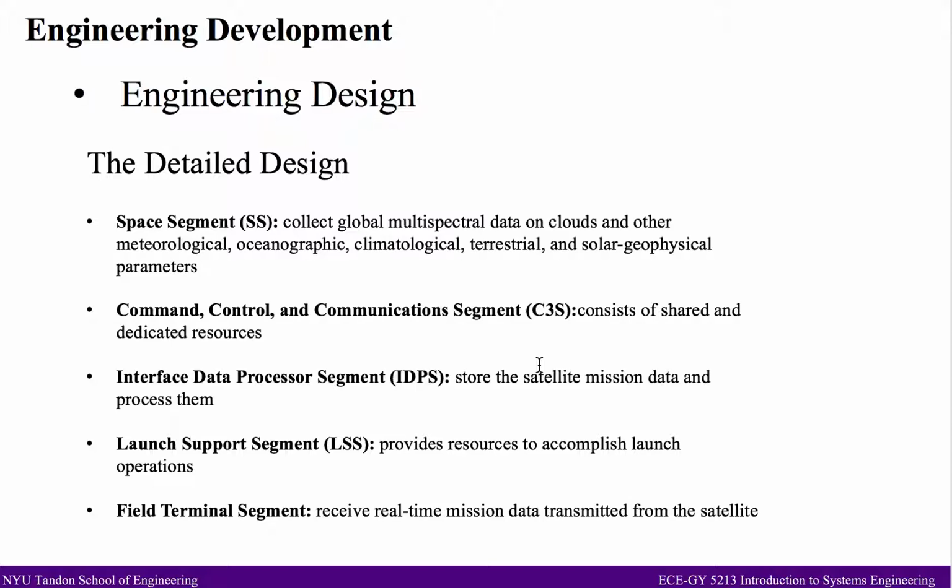The last department is the field terminal segment. This segment will receive the real-time mission data transmitted from the satellite. The endpoint's IPO supplies the field terminal's software and hardware, which are capable of processing the endpoint's satellite high rate data and low rate data. Those software and hardware enabled the field terminal to process the high rate data and low rate data into EDRs.